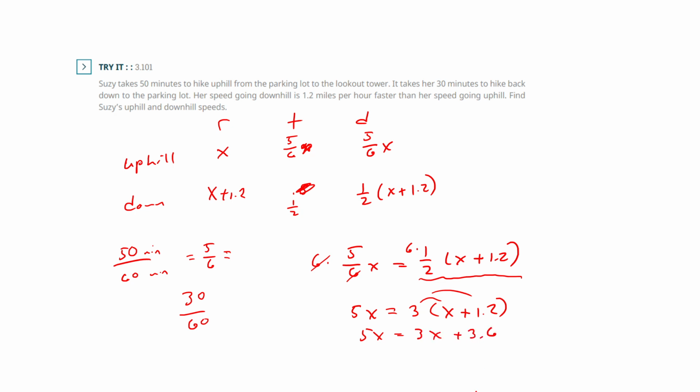I get this. Now the rooms are clean, but I have idle x's in both rooms, so I'm going to get them back together. So I'm going to have 2x equals 3.6. Divide both sides by 2. x is going to turn out to be 1.8 miles per hour uphill. That's what x was. And downhill is 1.8 plus another 1.2. I'm just sticking it in here. I didn't make my full dictionary. Maybe I should. So uphill is 1.8. Downhill is 3.